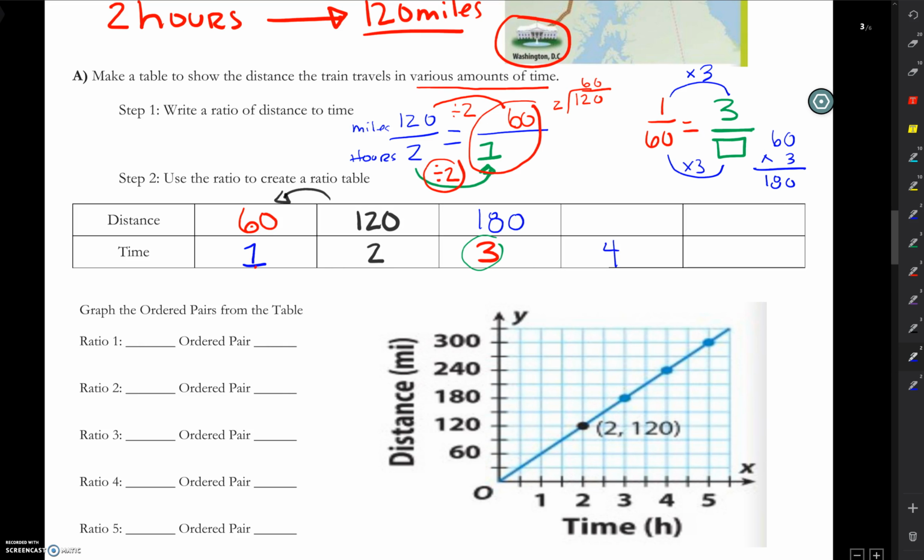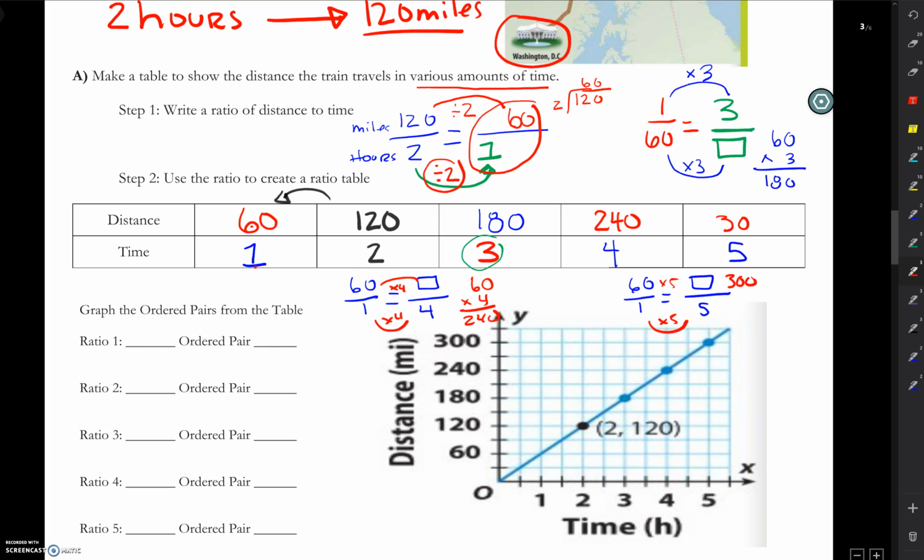How would I go to 4? How would I go to 5? I would do the same thing. I would multiply 60 over 1 is equal to, we don't know, over 4. And 60 over 1 is equal to 5 over I don't know. And so I would do the same thing. Times 4 times 4. 60 times 4 is 240. So this would be 240. And I would do this times 5 and times 5. 60 times 5 is 300. 300.